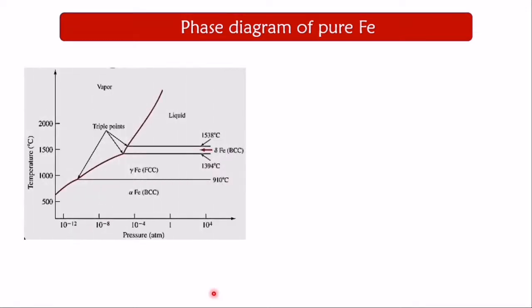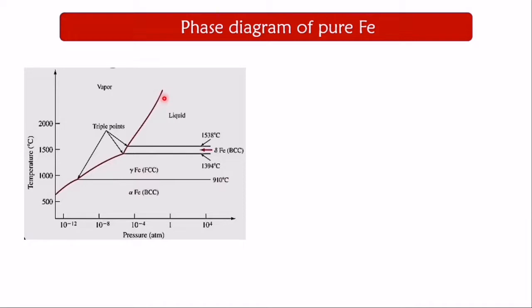Now we're going to talk about the phase diagram. This is the introduction to the course, the phase diagram of pure iron. As you can see, we have the vapor. Actually we have the temperature against the pressure. We have the liquid. We have the delta iron, which is BCC. We have the austenite, which is FCC. And we have the ferrite, which is BCC. So we have the temperature range.